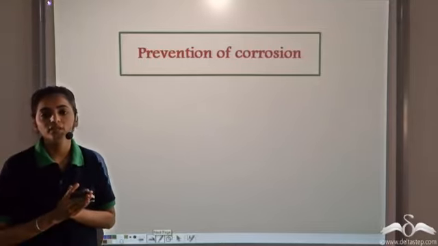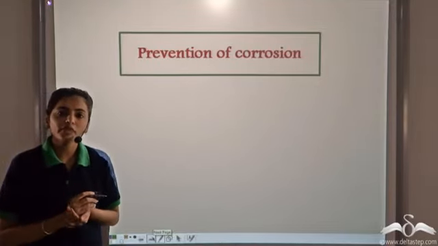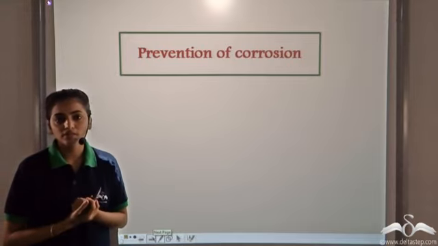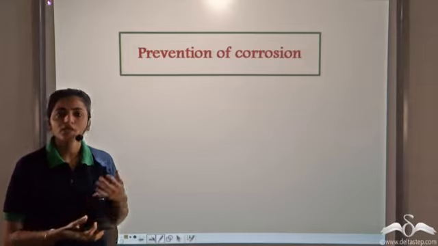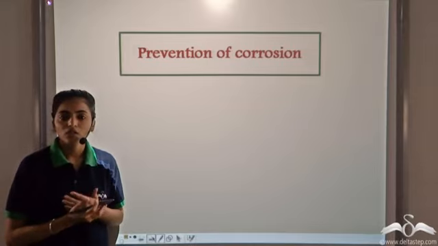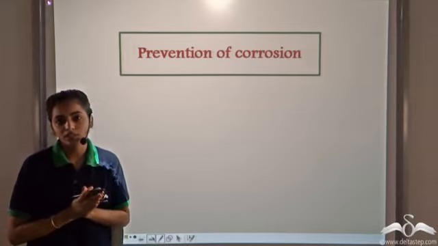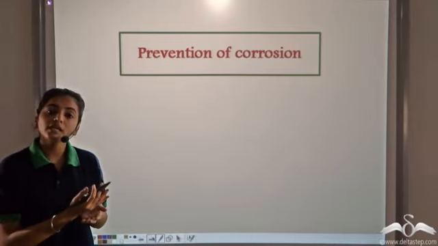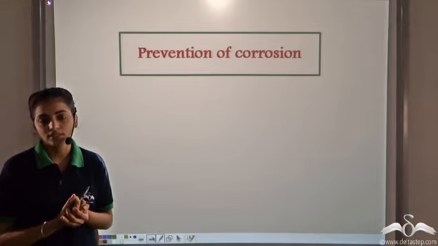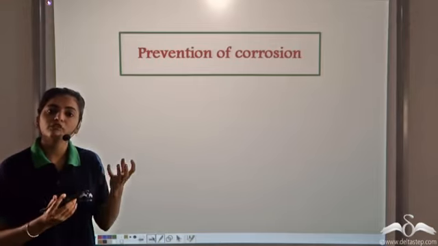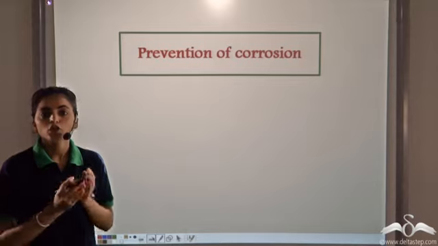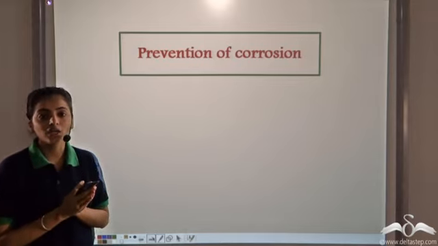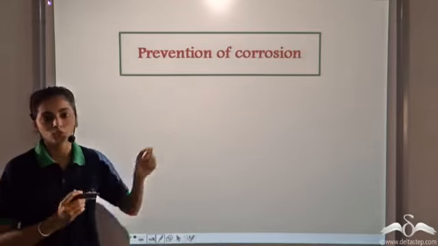Now we have to prevent corrosion from taking place. Why do we have to prevent corrosion? These days, a lot of articles are made up of iron: doors, handles, the bodies of various cars, etc. When iron gets rusted, it degrades its properties and weakens the iron articles. So, in order to prevent iron from getting rusted, we have to carry out some methods to prevent corrosion.